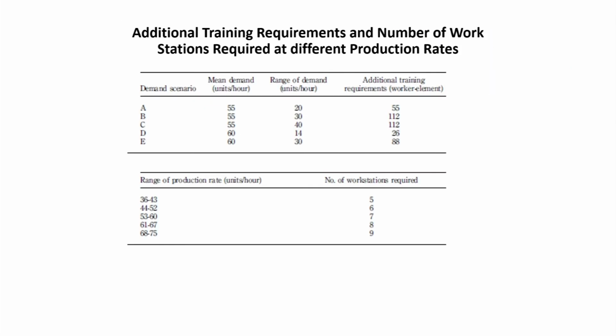Now, in that manner, for different demand scenarios we have determined the additional training requirements. For demand scenario A, 55 worker elements need to be trained. For scenario B, 112, scenario C, 112, scenario D, 26, and scenario E, 88 elements need to be trained. Also, as I said, for a low demand rate 5 workstations are sufficient. For a higher production rate we need 9 workstations to perform the task.